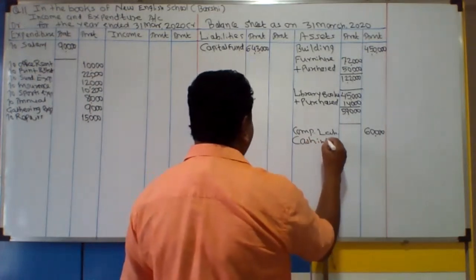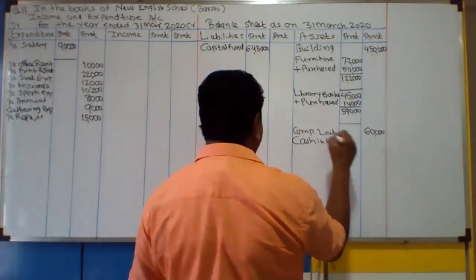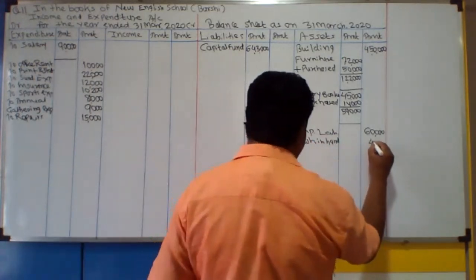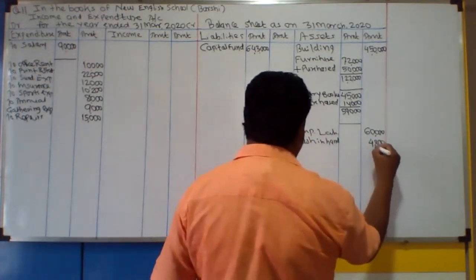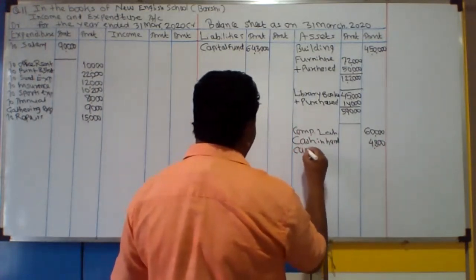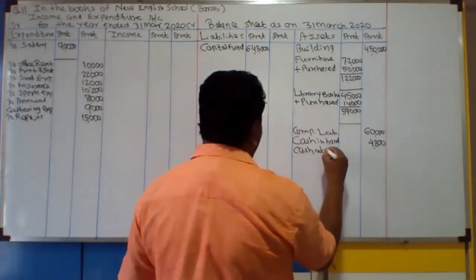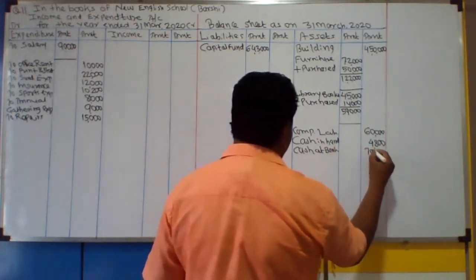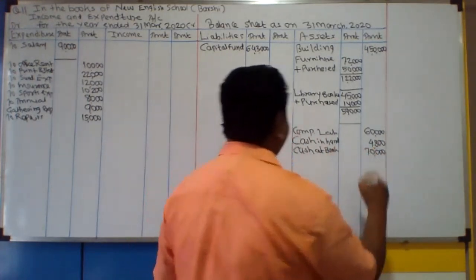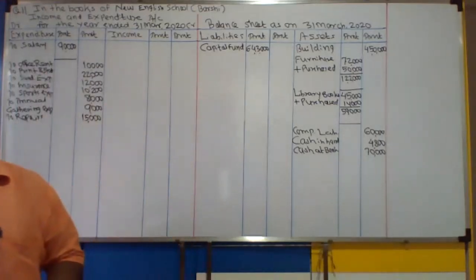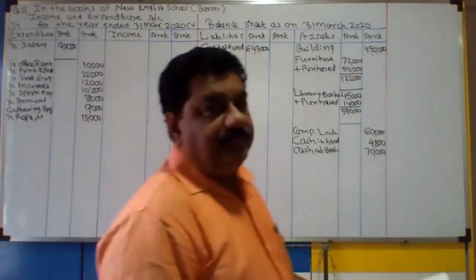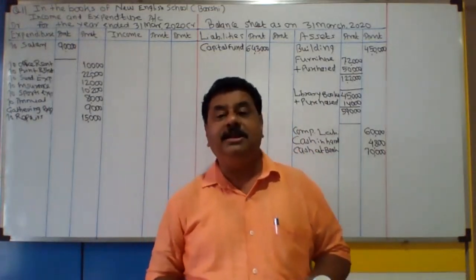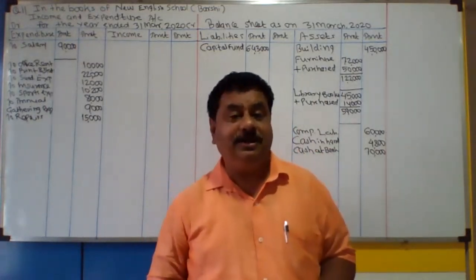Cash in hand. Amount of cash in hand is 4,800. And the cash at bank. Cash at bank is 70,000 rupees. Okay, in this way, we recorded what? We recorded all the items from the balance sheet. I repeat how we recorded.